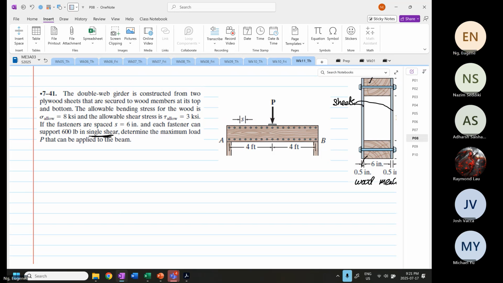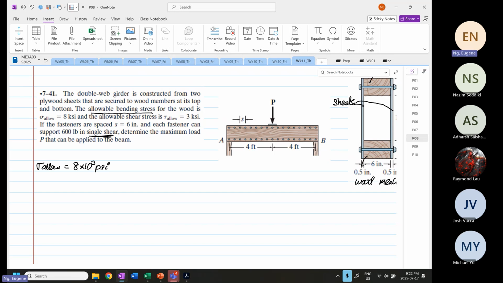Okay, so let's go slowly, as I said, this question has a lot of layers, and all these layers are telling us how the structure is failing. So let's look at this. Given the allowable bending stress is equal to 8 times 10 to the power 3 psi.